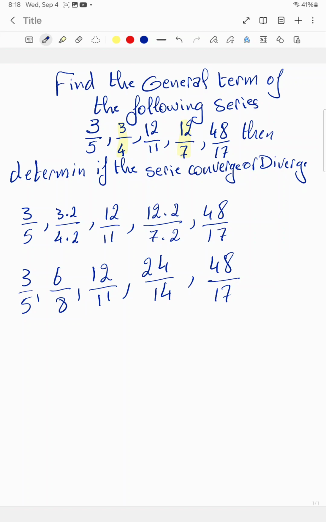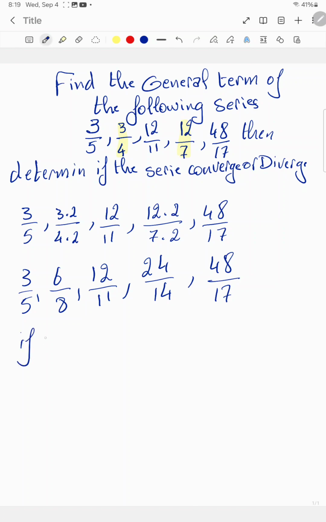So I can see that I'm doubling the numerator. It used to be 3, it becomes 3 times 2, 6, 6 times 2, 12, 12 times 2, 24, and 24 times 2 is 48. And in the denominator, I'm adding 3 all the time. 5 plus 3 is 8, 8 plus 3 is 11, 11 plus 3 is 14, and 14 plus 3 is 17.